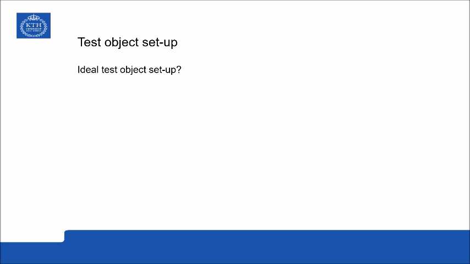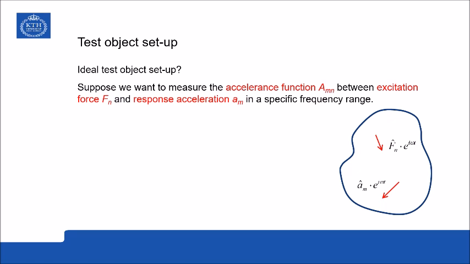So first of all, one can ask, is there any ideal test object setup? Yes, of course there is. And well, let us first suppose that we want to measure the accelerance function between the exciting force Fn and the response acceleration Am, and that we want to do this in a specific frequency range. So how shall I do this in a good way?